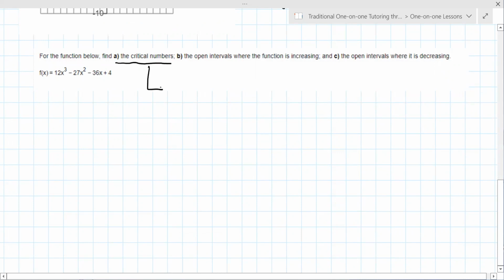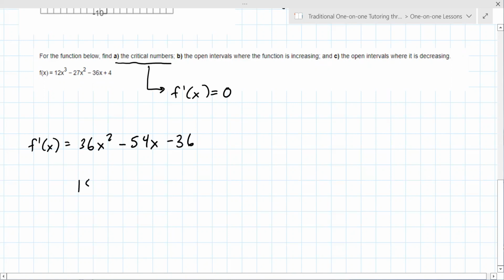Critical numbers are where f prime of x equals 0. So you're going to take a derivative of this function. That's why you learned all those derivative rules. 3 times 12, that's 36x squared, because you subtract 1 from the exponent. 2 times negative 27, so minus 54x. And then whenever it's a number times x, it just becomes the number.